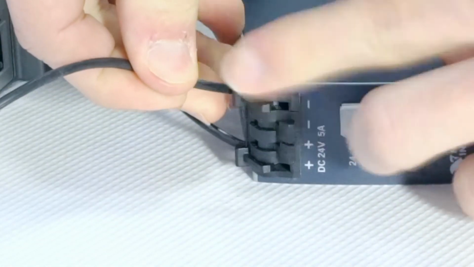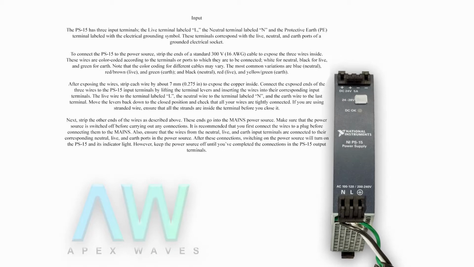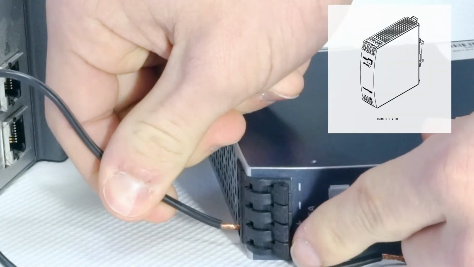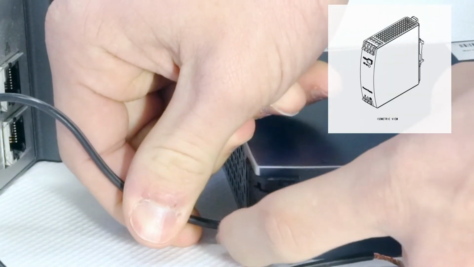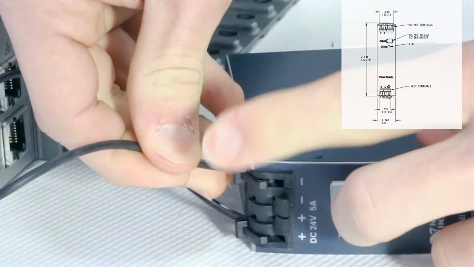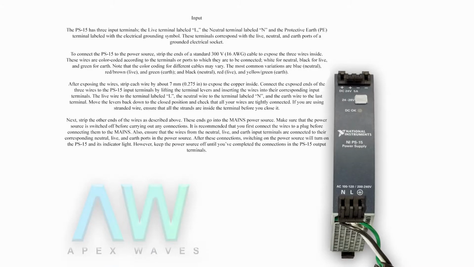This component takes in an input of 100 VAC to 240 VAC and supplies an output of 24 VDC, 5A to the CRIO-9074. However, for this setup to work, you need to carry out all the connections properly. This blog post covers the process of setting up and powering the PS-15, and subsequently, the CRIO-9074. How to power the PS-15.